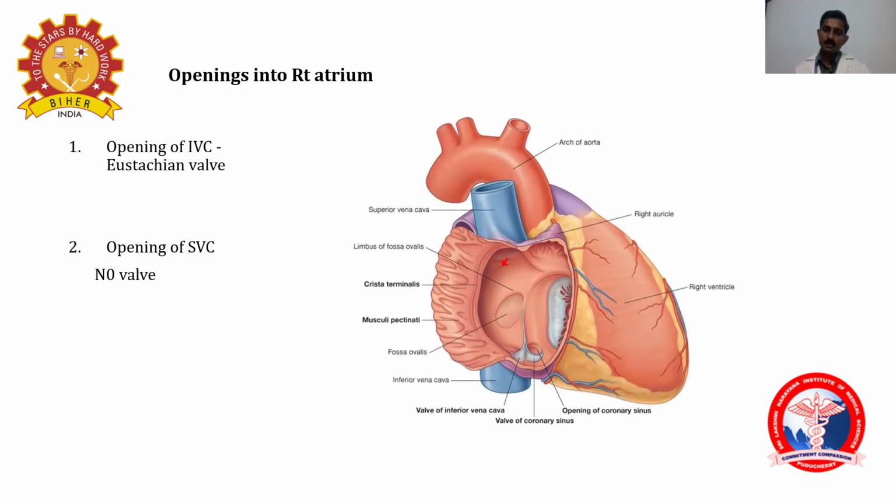Now, the opening of the inferior vena cava is guarded by a valve that is called the eustachian valve. Opening of the superior vena cava, there is no valve. Opening of the inferior vena cava, it is guarded by a valve. It's not shown in the picture. This valve is called the eustachian valve.